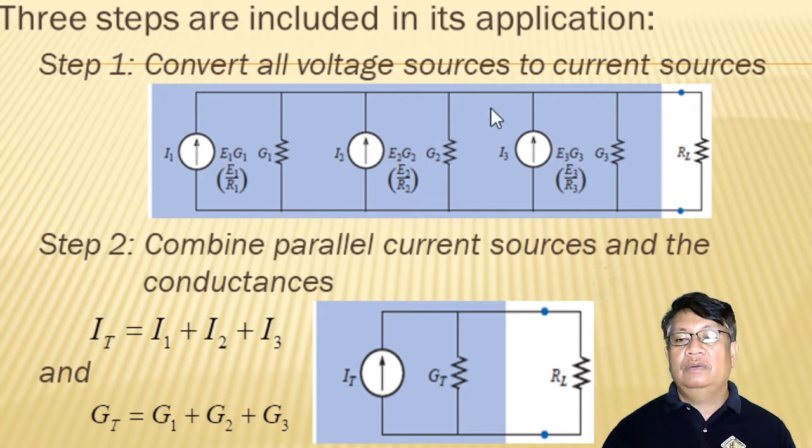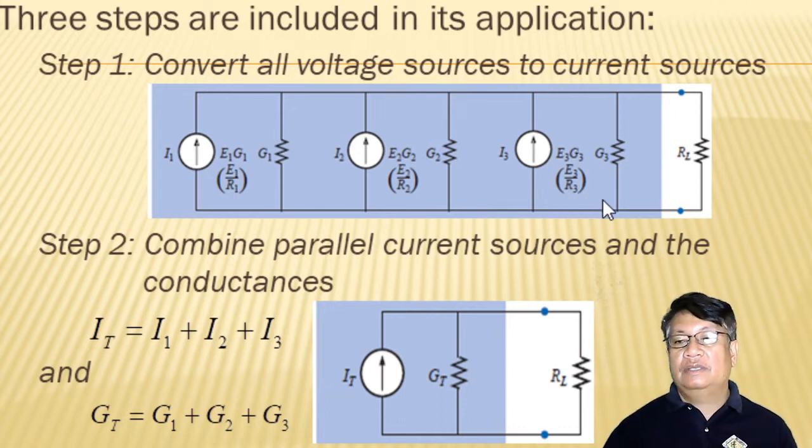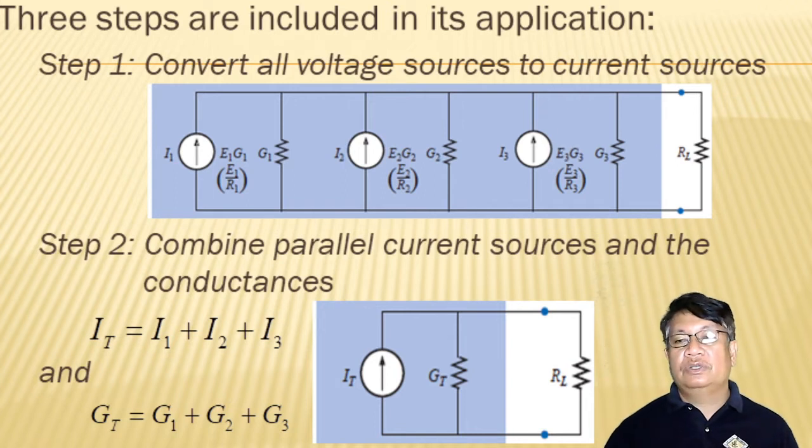Similarly, we have this voltage source 3 here. This is your current source I sub 3, which is E sub 3 times G sub 3, the internal conductance of your voltage source 3, or that is equal to E sub 3 divided by R sub 3. So this is your G sub 3, the internal conductance of our voltage source 3. Okay, so this is the first step: convert all voltage sources to their equivalent current sources.